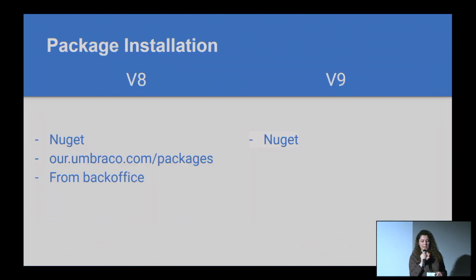Yeah, so package installation. What we were doing before is we could go to the back office, search for a package and download that package. Or try NuGet for the solution and download whatever package you want from NuGet as well. Or you can search our Umbraco.com packages and get zip folders from there as well. But with version 9, you can only do NuGet right now.